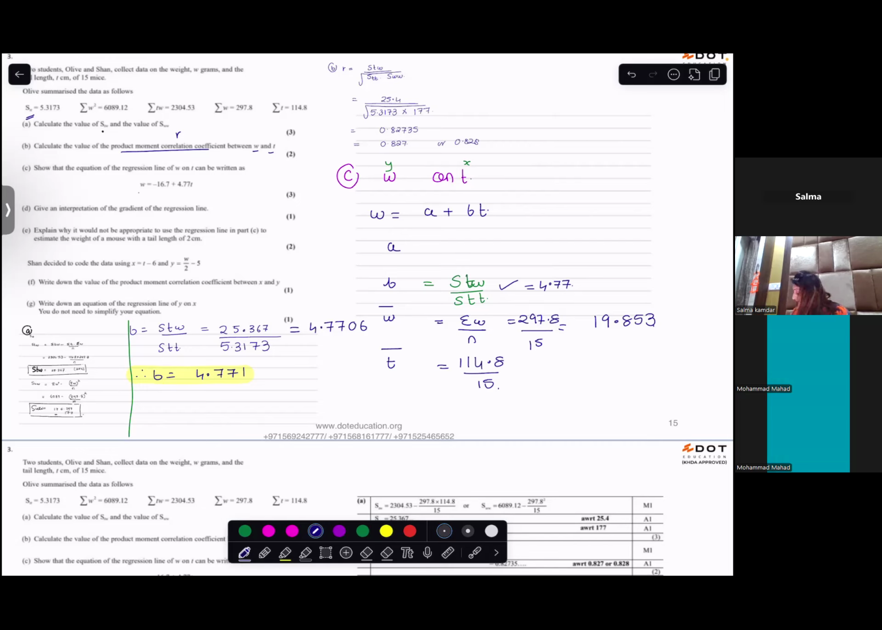Okay, now A would be what? A is equal to mean of W minus B mean of T. Okay, what is my mean of W? 19.853, or I'll just put mean of W, it's 297.8 over 15.